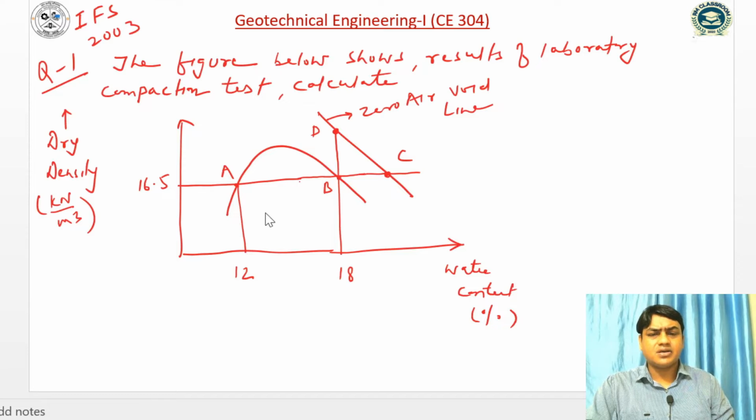Here we can see that at a dry density of 16.5 kilonewton per meter cube, the water content is 12%, and at the same density the water content is 18%. This is the equation of the zero air void line, also called the 100% saturation line, meaning the degree of saturation will be 100. So to compute the void ratio at A or B, the dry density gamma D is equal to G gamma W divided by 1 plus E.